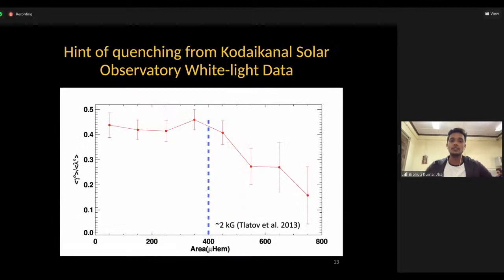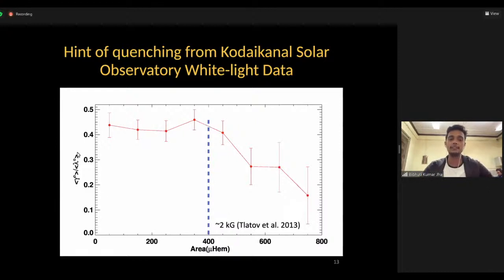But now since we also have data from the last 100 years from the Kodaikanal Solar Observatory, I have started working on the Kodaikanal white light data. But the problem with the white light data is that we don't have the magnetic field information. But since we have the data, we can use it somehow. So we have detected pseudo bipolar regions. In white light images, we call them pseudo bipolar regions because we don't have the polarity information, and assuming Hale's law is valid for all is not correct.